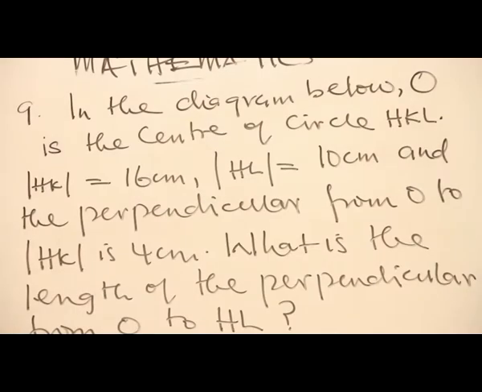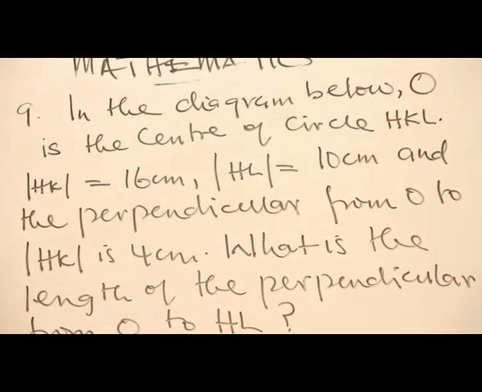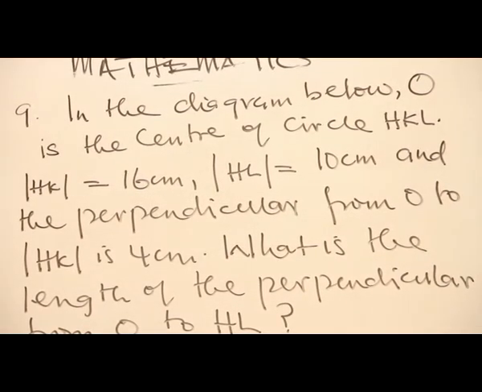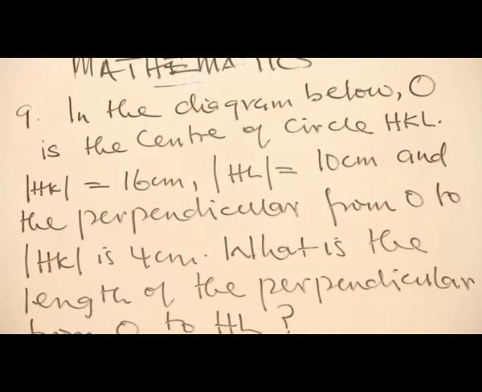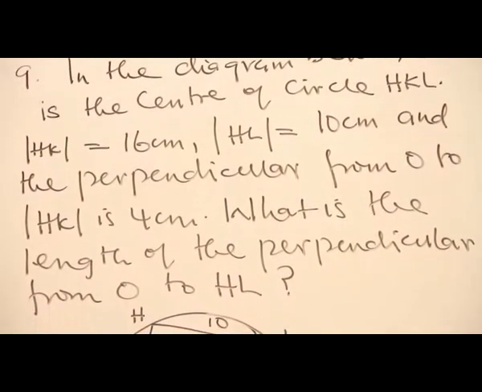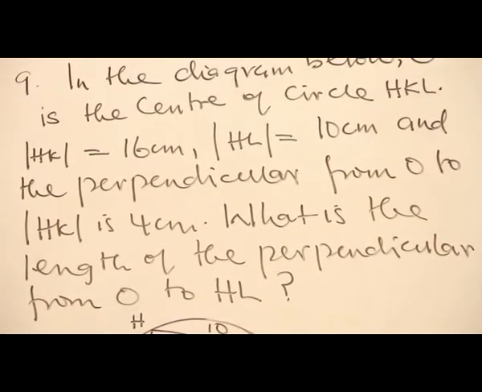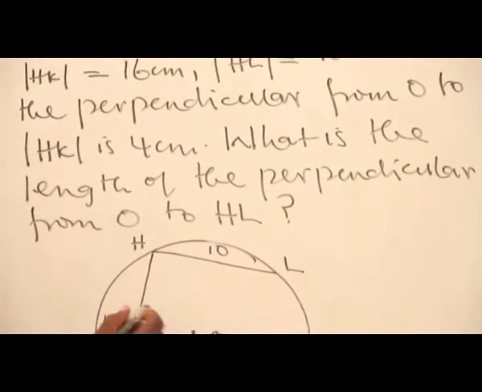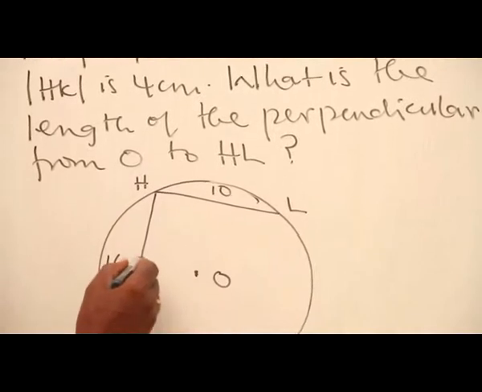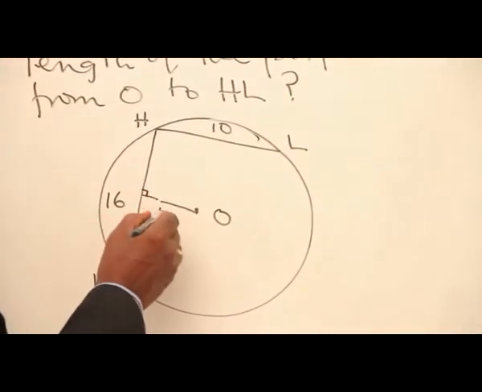Example 9. In the diagram below, O is the center of a circle HKL. HK is equal to 16 cm, HL is 10 cm, and the perpendicular from O to HK is 4 cm. What is the length of the perpendicular from O to HL? We are told that the perpendicular from O to HK, let's indicate it like this, is equal to 4.